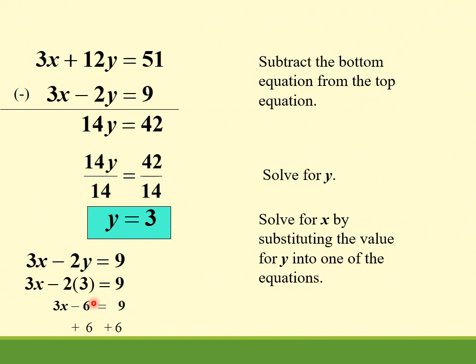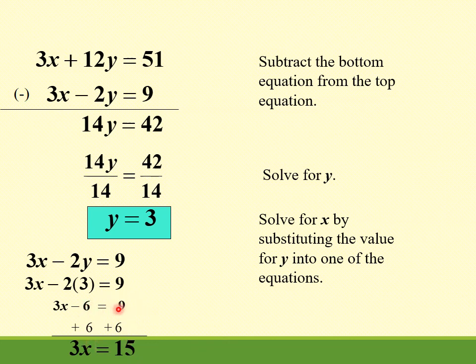So what are we going to do? We have to add 6 on both sides so that we eliminate this. If you add 6 here, you will definitely get 0, and if you add 6 on the other side, you will get 15. So you have 3x now equal to what? It's equal to 15.